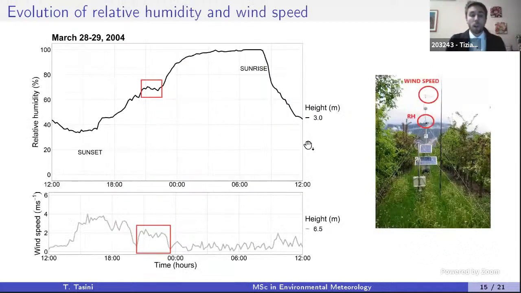Then, as for air temperature, relative humidity is affected by the Ora del Garda wind that mixes the air layers inside the canopy of the apple orchard. So in this case, in the red box, the relative humidity is quite constant between 8 p.m. and 10 p.m., corresponding to the Ora del Garda action. After this phase, the relative humidity rises again, reaching values close to 100% during the night and during the morning.